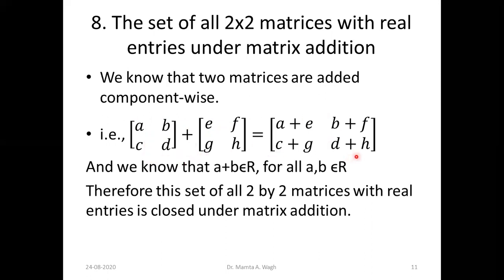You know that the set of real numbers is closed under addition. So A plus E will be a real number, B plus F will be a real number. Similarly, C plus G and D plus H are real numbers. That means the resulting matrix, which is coming after the addition of these two matrices, is from your set. That means the set is closed under matrix addition. So the closure property is satisfied. The next properties which need to be checked are associativity, then existence of identity and inverse.